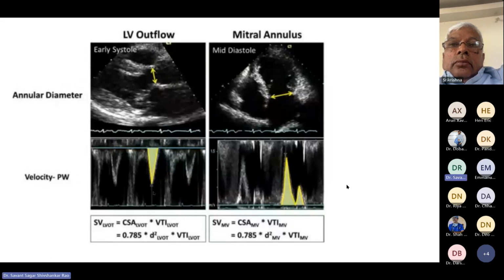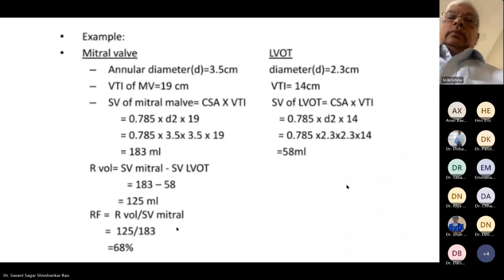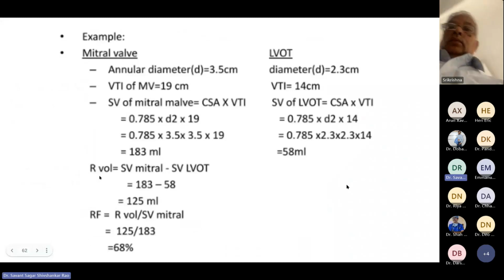Further, in assessing the volume of the mitral regurgitation, we can assess the stroke volume at the mitral inflow and the stroke volume at the LVOT, left ventricle, by using the cross-sectional area times the VTI. So this is the example through which we can estimate the regurgitant volume and the regurgitant fraction.